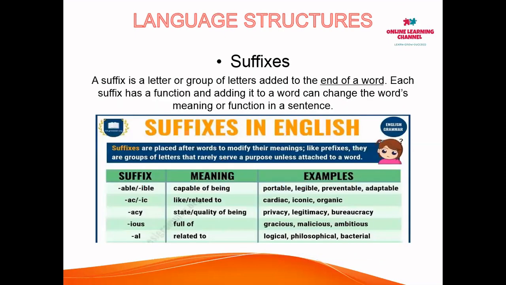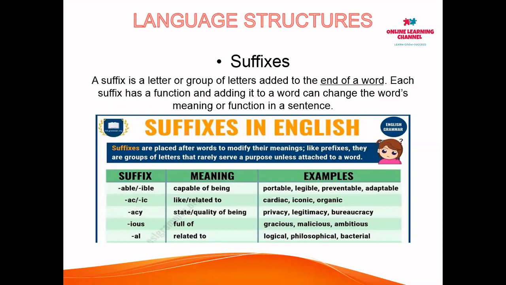Suffix. Remember, pre was before the root word. Suffix comes after the root word. It's a letter or group of letters added to the end of the word. So how I remember, if I was writing an exam, pre is before, suffix is after. Each suffix has a function, and adding it to a word can change its meaning or function in a sentence. Same like prefix, add it to a root word or base word. Another word for root word is base word. Add it to that, it'll give you another meaning. I'm just going to look at one example here.